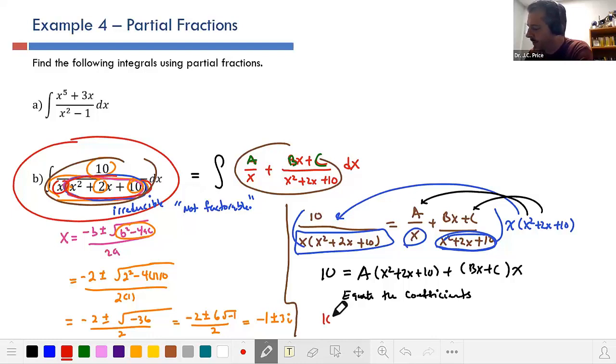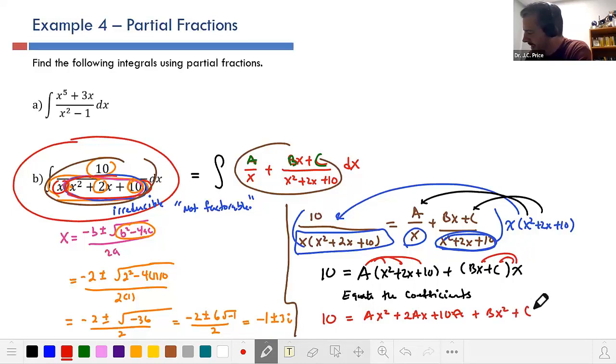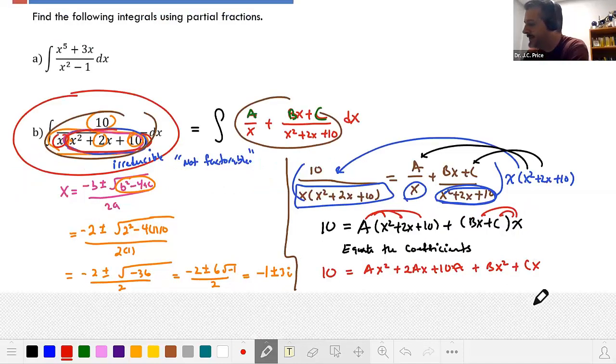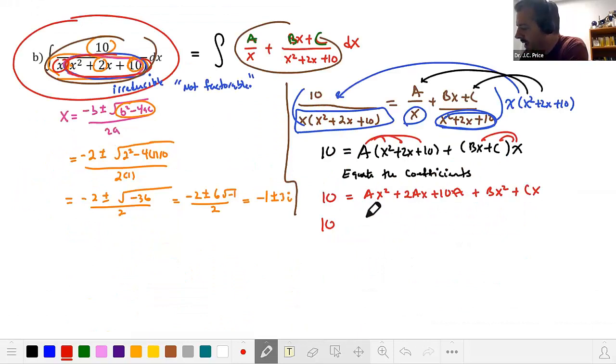So what we're going to do is multiply through here by the A. And so you're going to get Ax squared plus 2Ax plus 10A. And then we're going to multiply through here by the x, so plus Bx squared plus Cx. And then we put all the x squared, x, and constants together here. So let's put that all together. And so we're going to get 10 equal to, and then I have A plus B times x squared plus, and then I have my x terms here. So I get 2A plus C all times x, and then plus 10A.